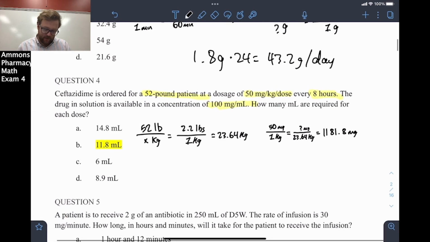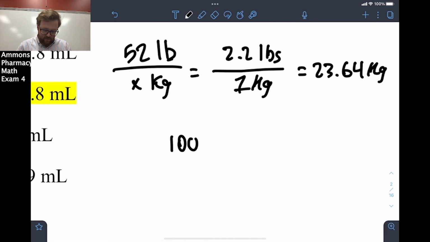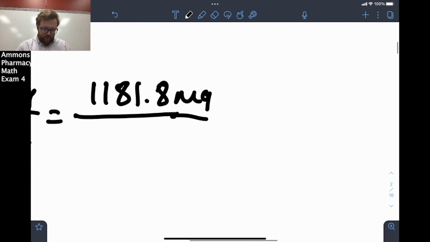Okay. So how many mils are required for each dose? So we don't need to convert that. So we just need to know how many mils of our product, which is 100 milligrams per mil, we need to provide to give him his dose of 1181.8 milligrams. Okay, so it's basically just 1181 divided by 100, and I got 11.8.